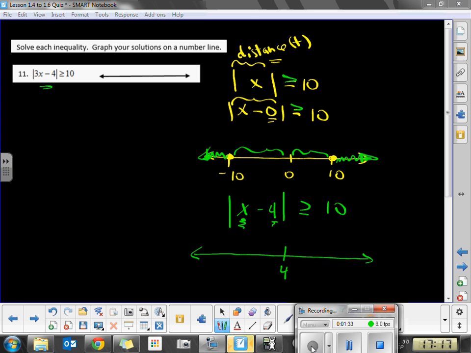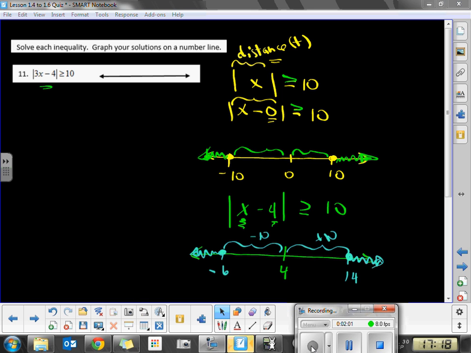We're going to march off 10 units to the right, so that's plus 10. We're going to march off 10 units to the left, that's a negative 10. And we're going to be at 14, and we're going to be at a negative 6. Each of these numbers are exactly 10 units away from 4. But we don't want exactly 10, we want greater than or equal to, so we're going to shade away. Once again, I want to keep reiterating that when you see a greater than or equal to, your distances need to be going outward.